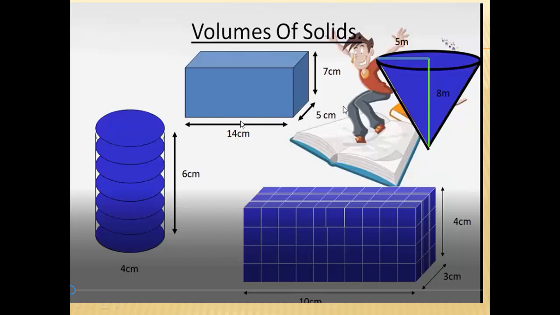This solid, what is it called? This is a cuboid and cone, cuboid and cylinder. This is a shape. Then we calculate the volume for solids. We cannot calculate the volume for a shape. For rectangle and square, these are shapes. But cuboid, cube, cone, cylinder, these are solids. Then we calculate volume, not area.